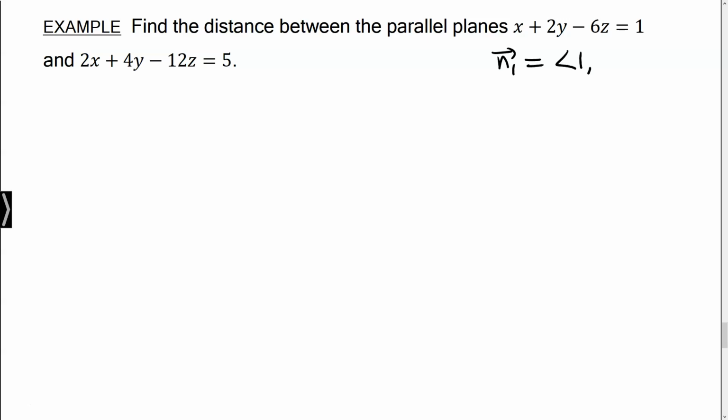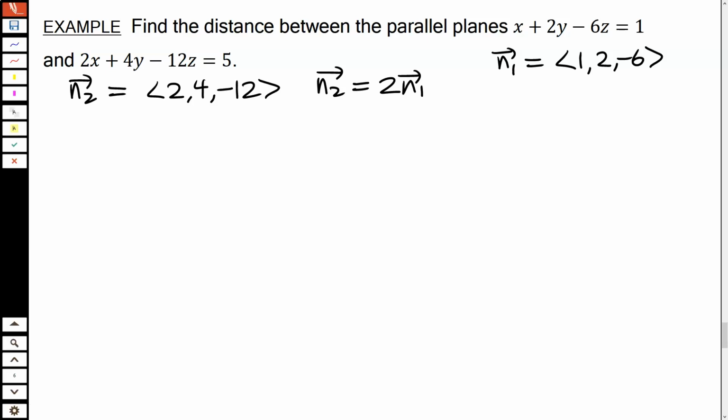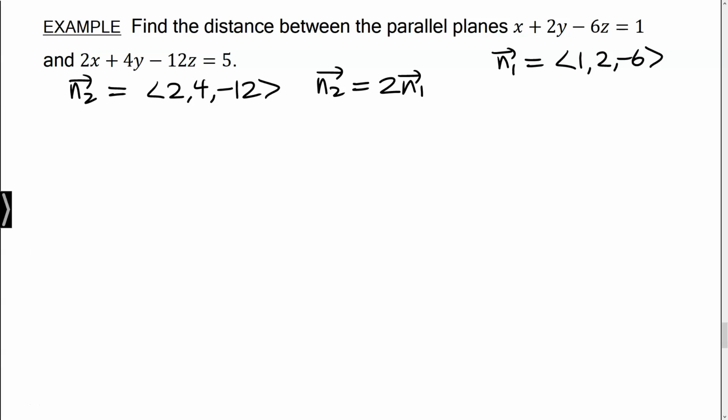I read off the coefficients 1, 2, negative 6. And for this plane, n2 is 2, 4, negative 12. And I see that n2 is exactly equal to 2 times n1. So that's great. I know that these are now parallel planes.